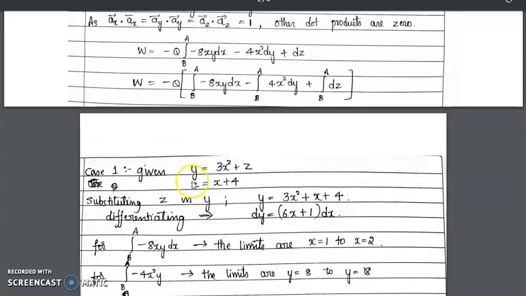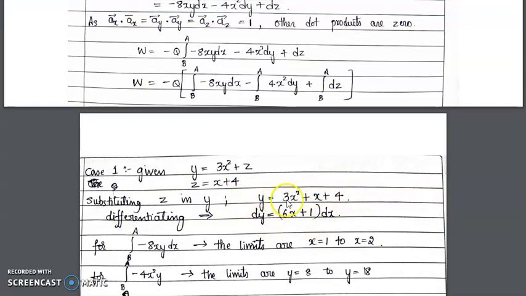So you know that y is equal to 3x square plus z, and z is equal to x plus 4. Now I will substitute this z in the above equation. So you will get y is equal to 3x square plus x plus 4, putting x plus 4 in place of z. So I got y as this equation. Now I want to find dy in terms of dx. So I will differentiate this equation, y is equal to 3x square plus x plus 4, with respect to x. Then I will get dy, which is equal to 6x plus 1 into dx.